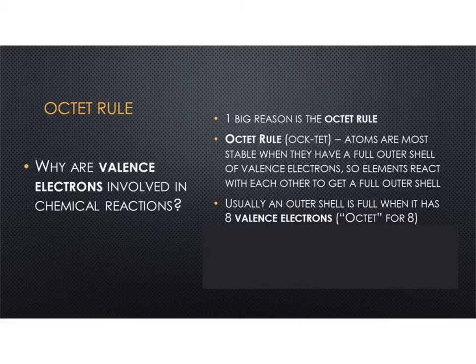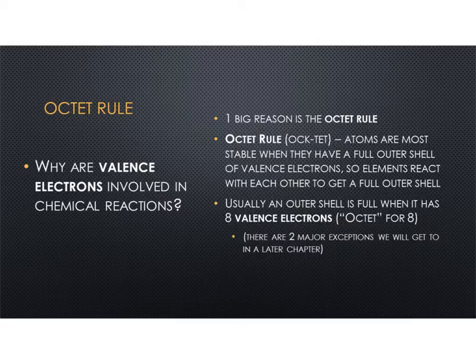Usually, the outer shell of an atom is full when it has 8 valence electrons. That's why they call it the octet rule, octet for 8. But there are 2 big exceptions to that. We will get into those in later chapters, but I will tell you right now that if there's an exception to anything in chemistry, a lot of times hydrogen's involved, which is the case here.